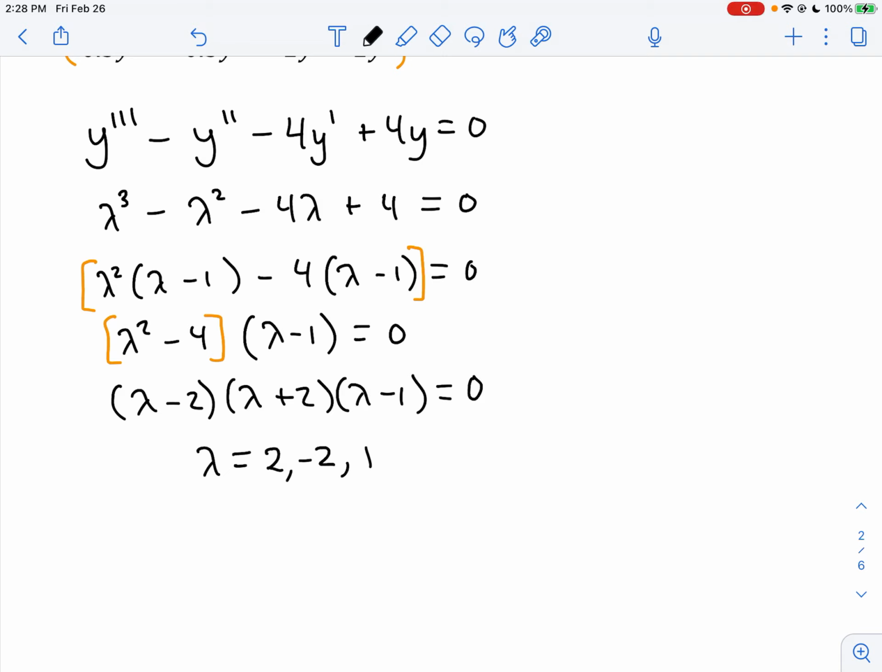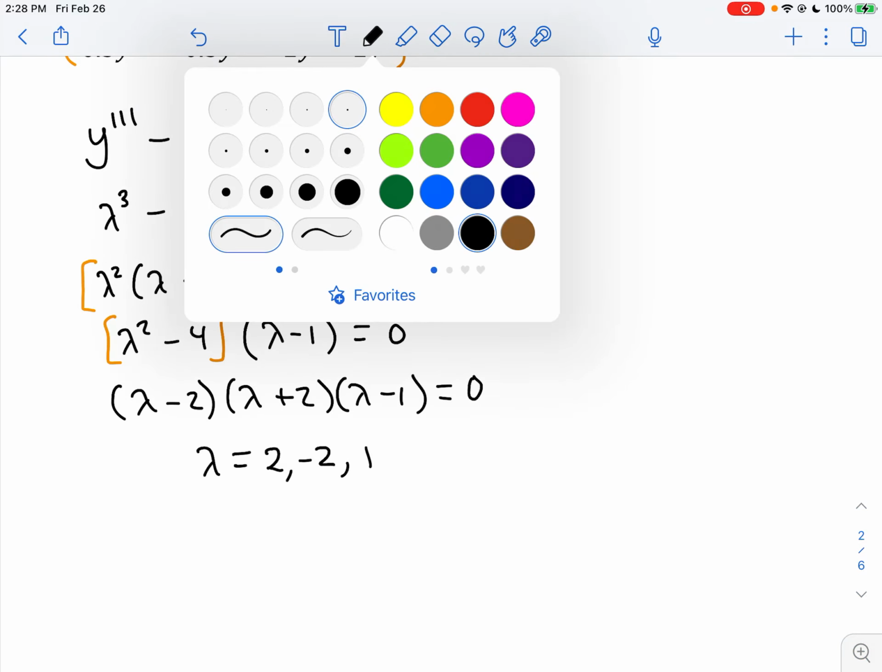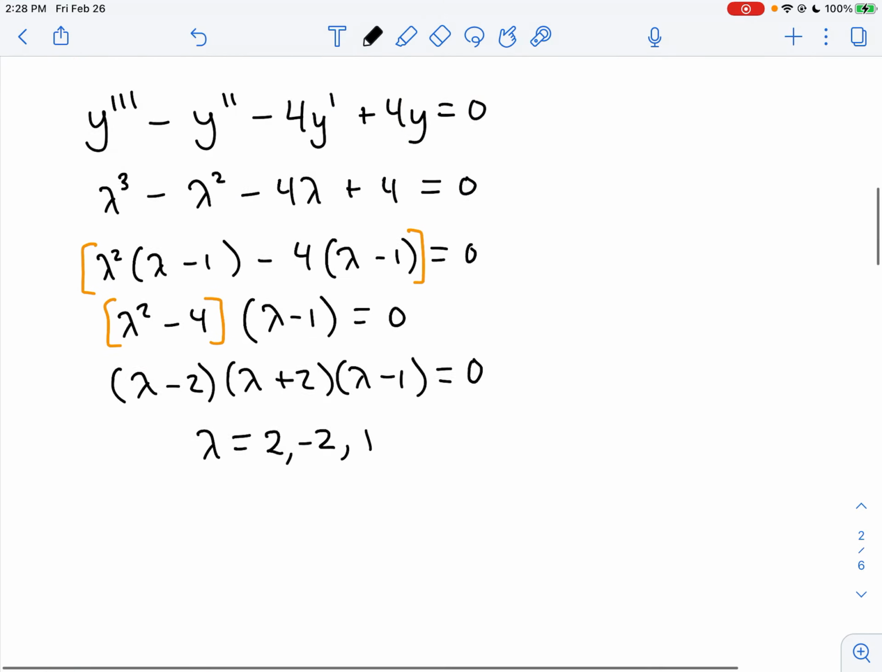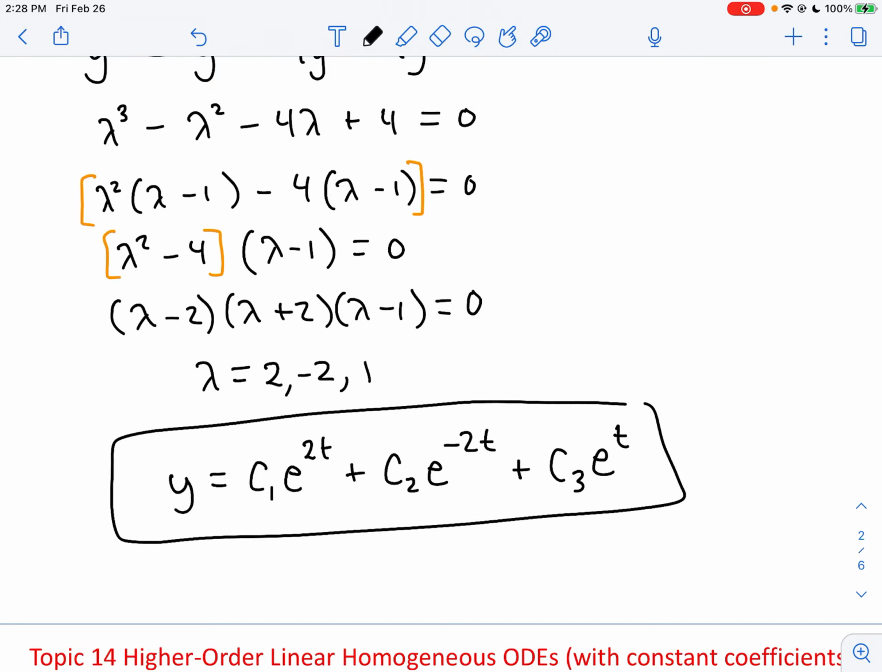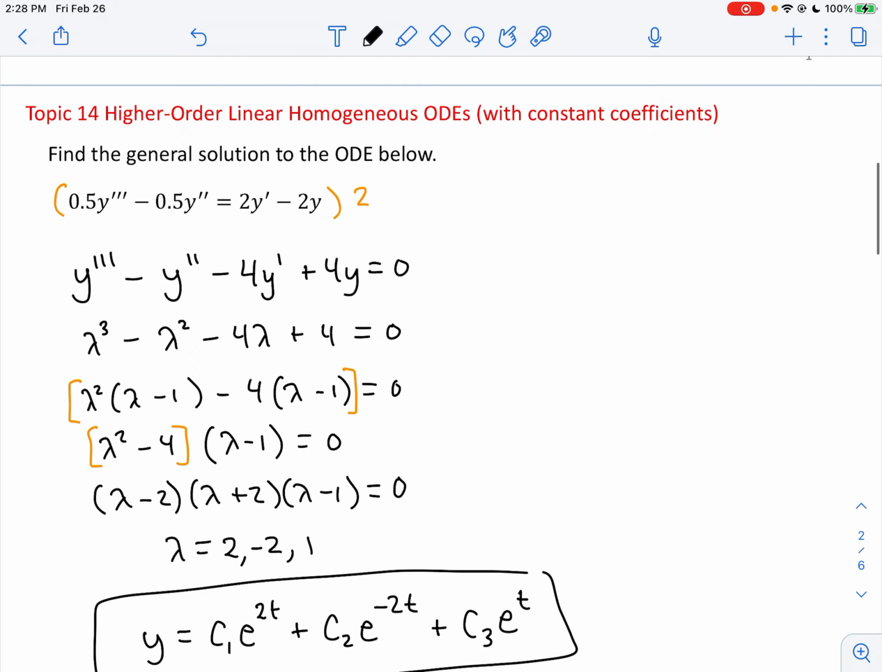So for each lambda that's real, we create an e to the lambda t linearly independent solution. And since they're all distinct, our general solution is going to wind up being constant 1 times e to the 2t, because that's our first lambda, plus constant 2 times e to the negative 2t, plus constant 3 times e to the 1 times t. And this forms the general solution. So all of our roots were real, and none of them were repeated. Let's go to the next one.